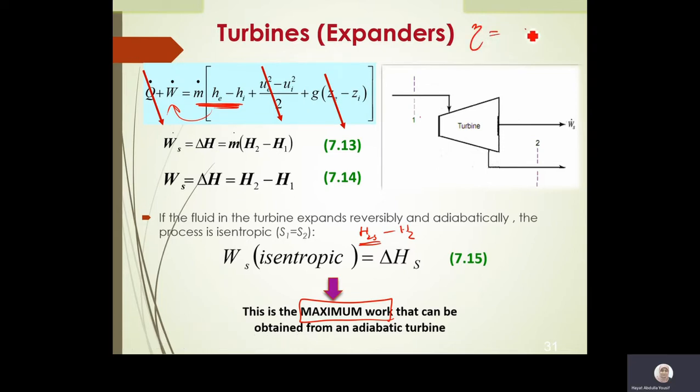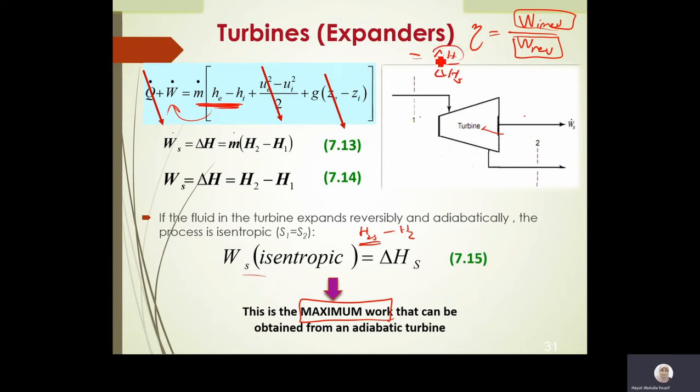We already mentioned the efficiency. Here I have a work-producing device, so it is W irreversible over W reversible. This is what we said before. Now you can just call it W, where the W of irreversible is W actual, and W reversible is W isentropic. In other words, it's equal to delta H over delta HS.